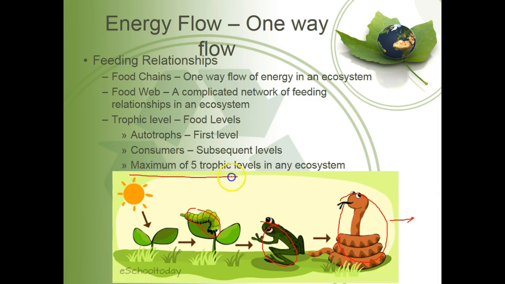But there is a maximum of 5 trophic levels in any ecosystem because only 10% of the energy is going to pass on. And eventually, when you're only passing 10% on to the next level, it becomes harder to gain energy at a 6th and 7th trophic level. So food chain: one-way flow of energy in an ecosystem. Food web is a complicated network of feeding relationships in an ecosystem, and it looks more like a spider web.